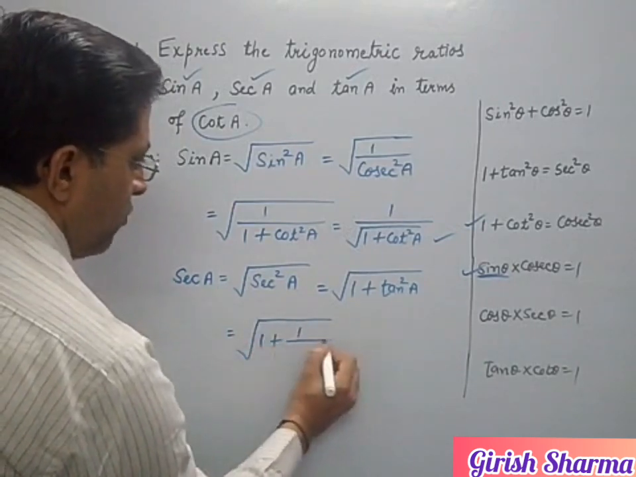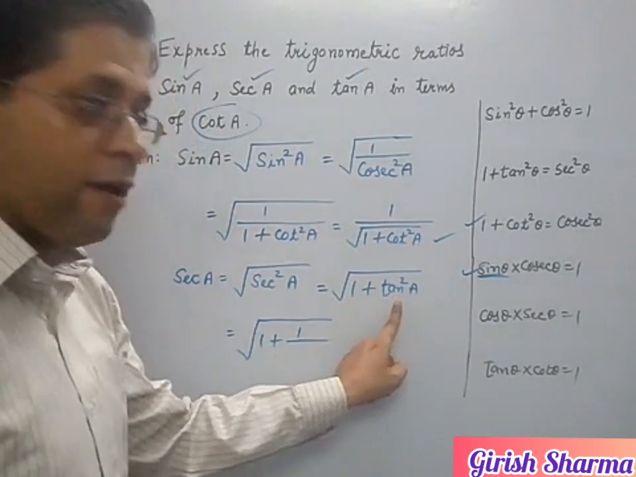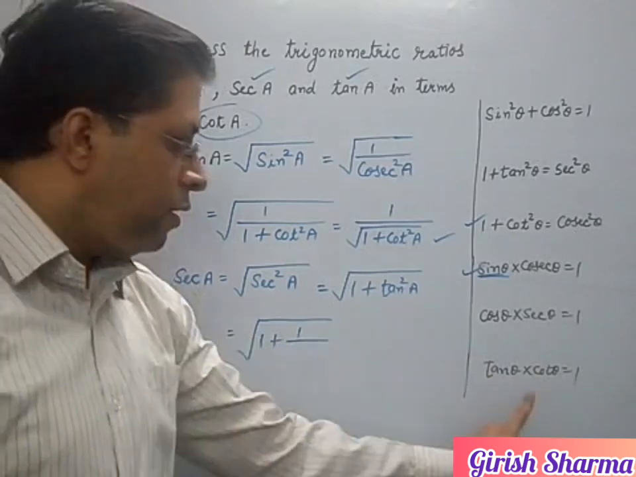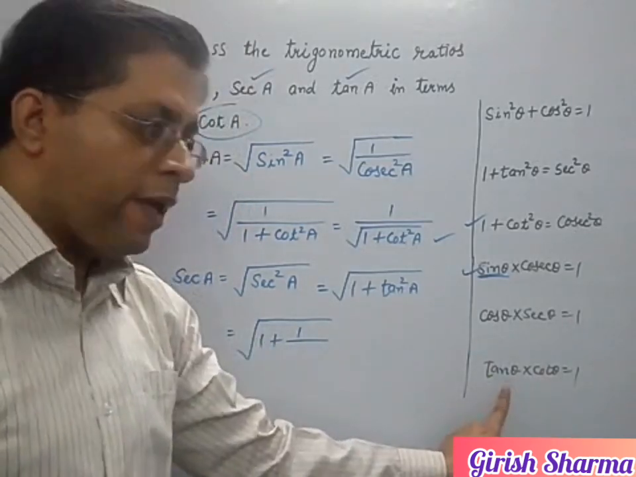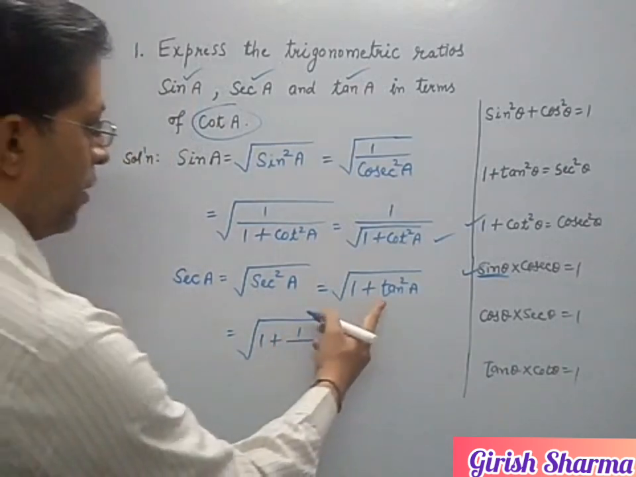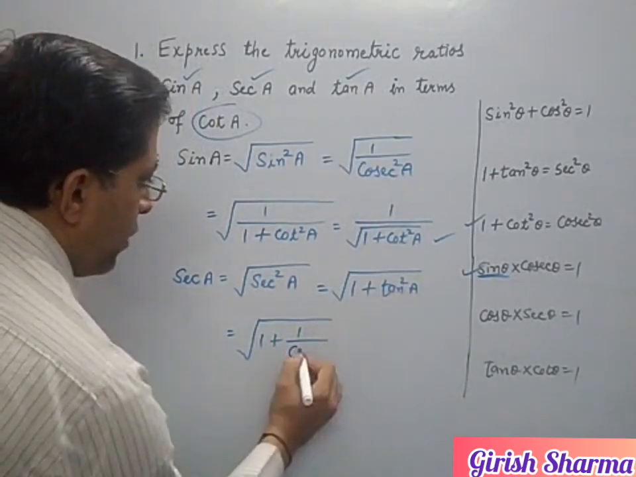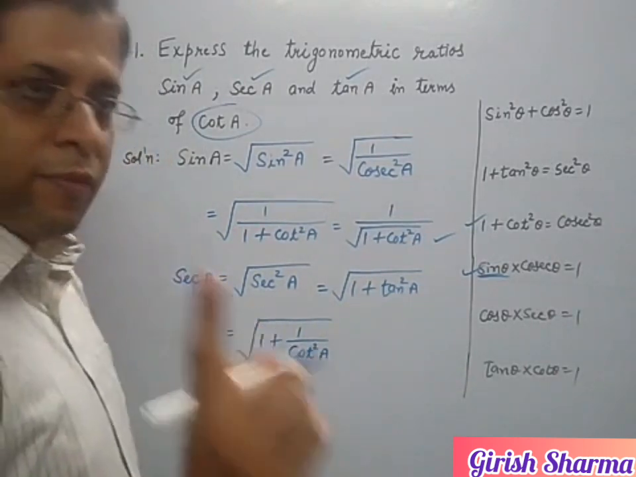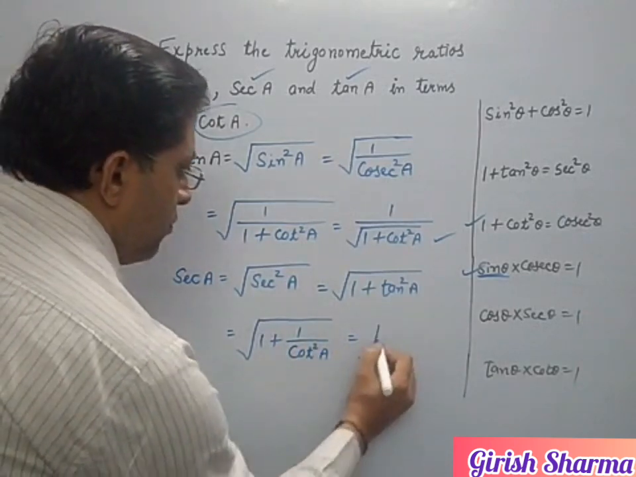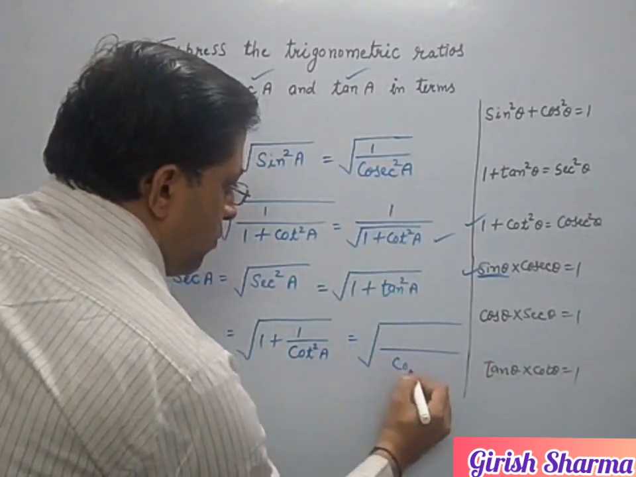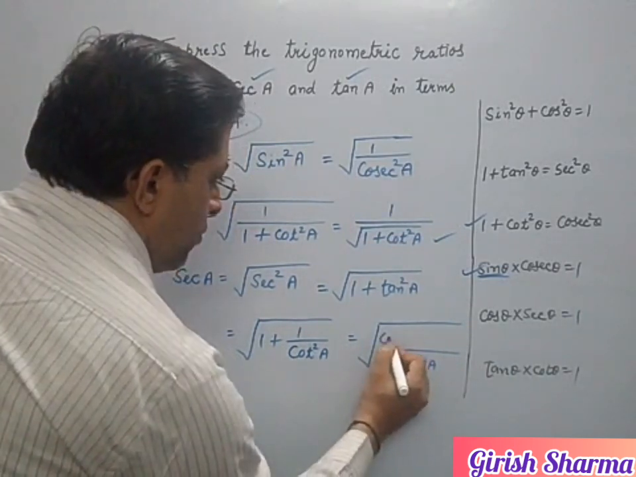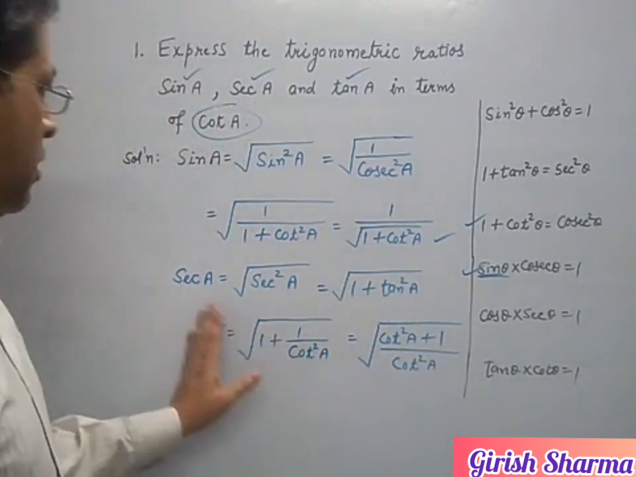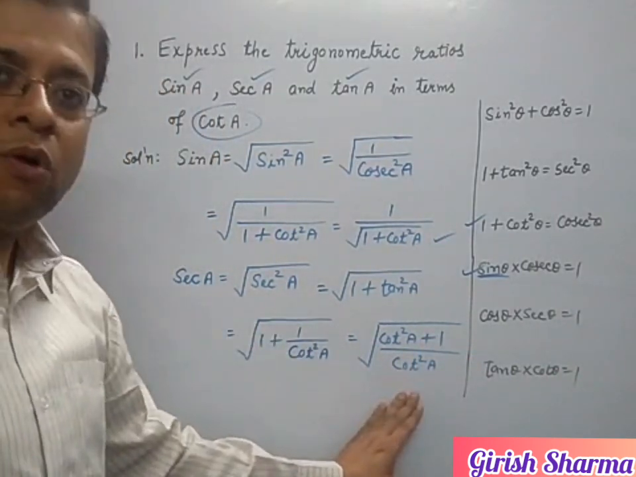So what I am doing, see here, 1. What is tan square A? What is tan A? Tan A is equal to 1 upon cot A. Clear? If I send cot down, tan A equals 1 upon cot A. So I am writing here 1 upon cot A because here is square. Then what will be 1 upon cot square? Now I am taking LCM. Cot square A plus 1. This is the conversion of sec A in terms of cot A.